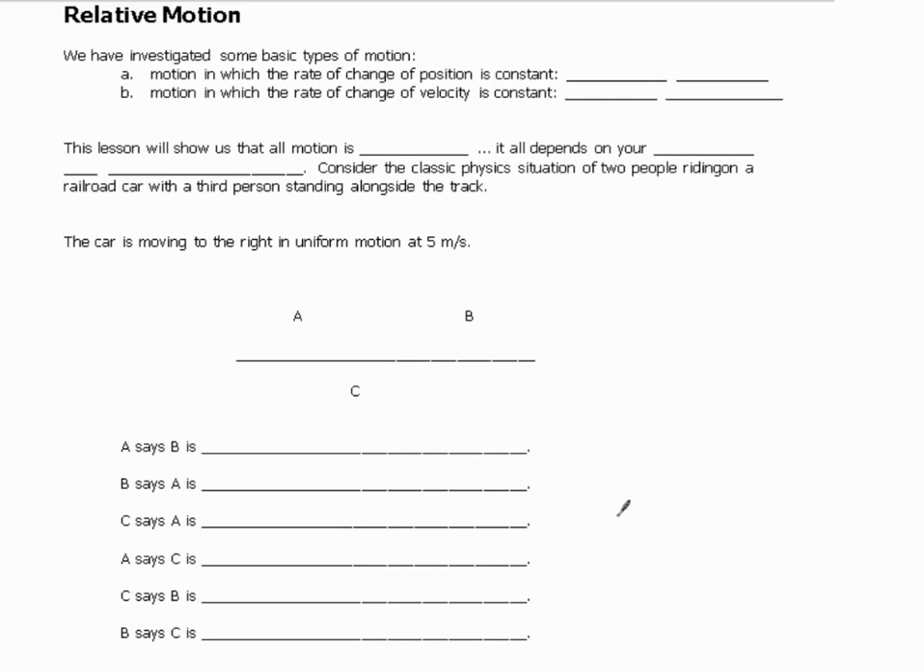Okay, this is the very last section in Unit 1. This is on page 12. We're talking about relative motion. So we've investigated some basic types of motion. So A, motion in which the change of position is constant. That is uniform motion. B, motion in which the rate of change of velocity is constant. Uniform means constant. Change of velocity is acceleration.